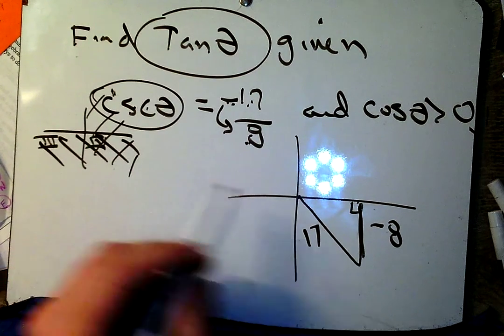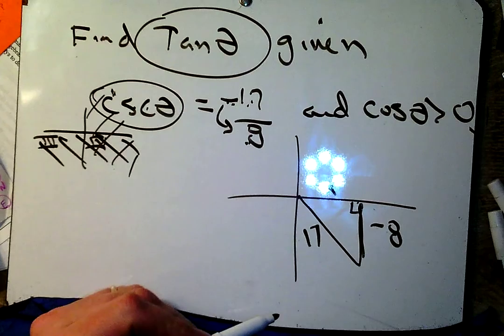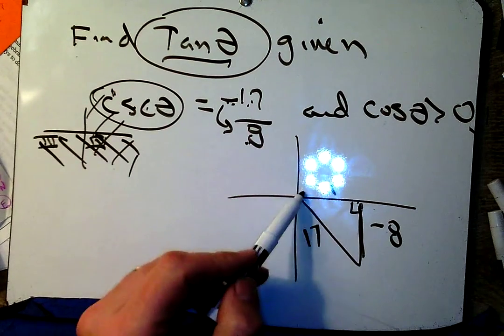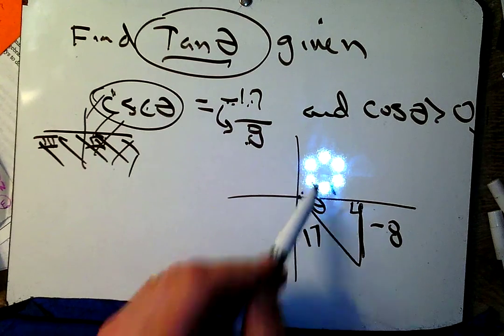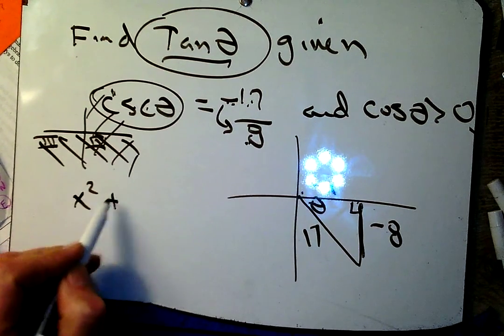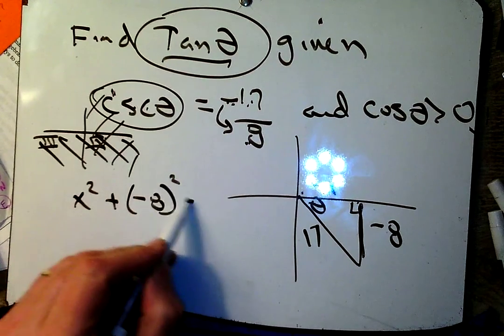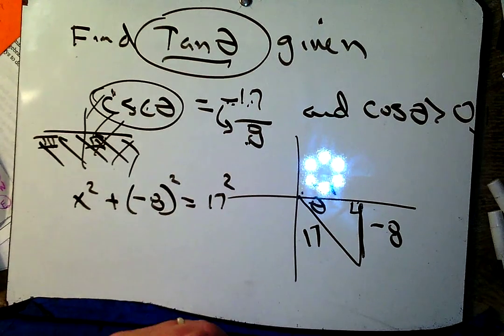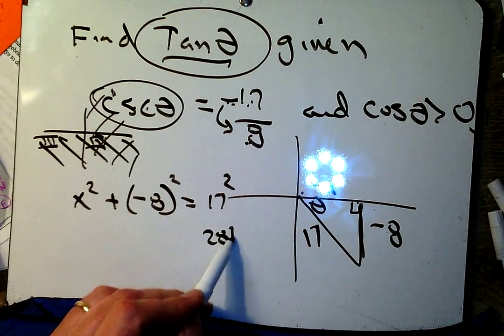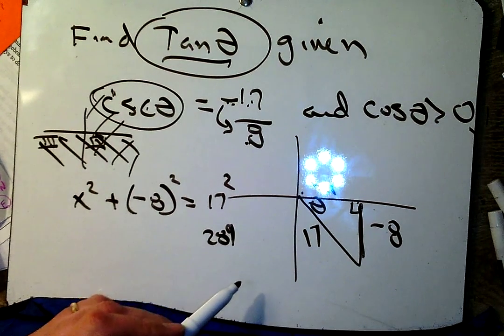Think while doing. Now, I need to find this. Yeah, because tangent is opposite over adjacent. So I'm going to use the Pythagorean theorem. X squared plus negative 8 squared equals 17 squared. 17 squared is 289. I believe that's true.